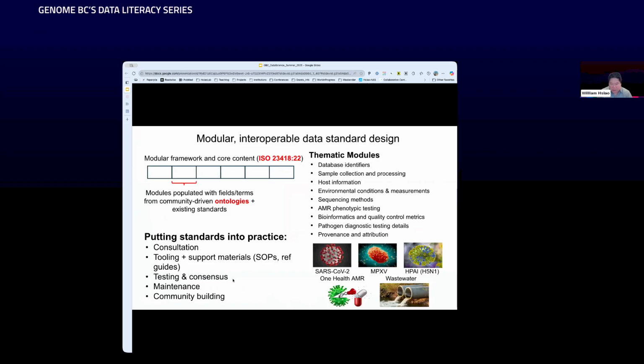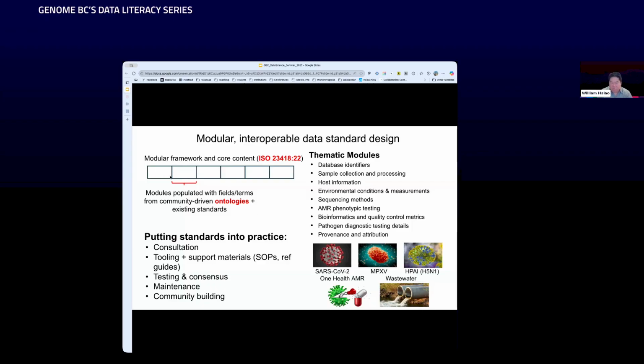And the reason we can do that and still keep everything as compatible as possible is through the use of modular and iterable data standard design. So the idea is that we have a modular framework and core content that, for example, is defined in an ISO standard, and then the modules are populated with fields and terms from a community-driven specification development process.